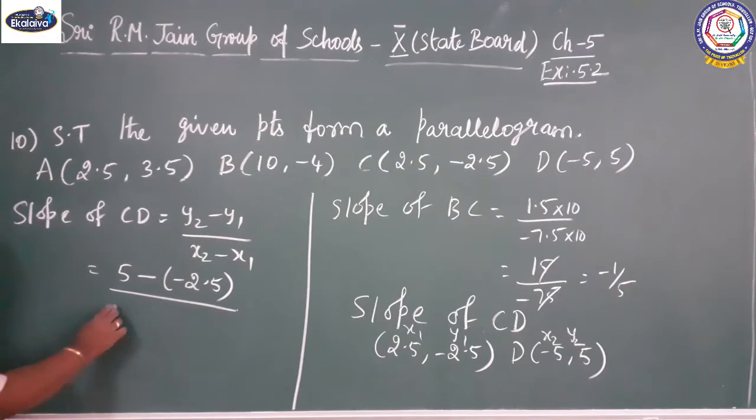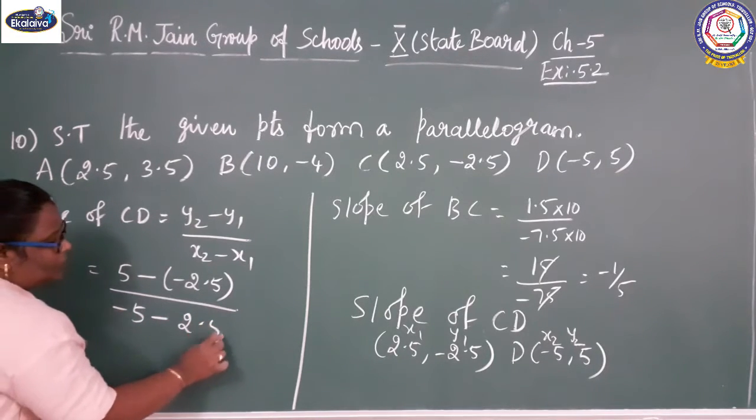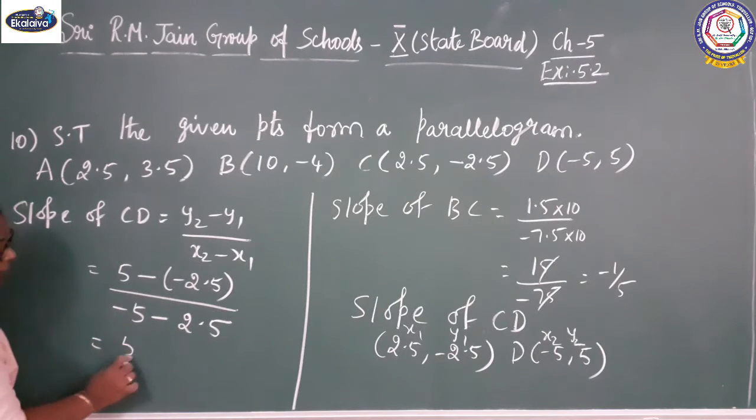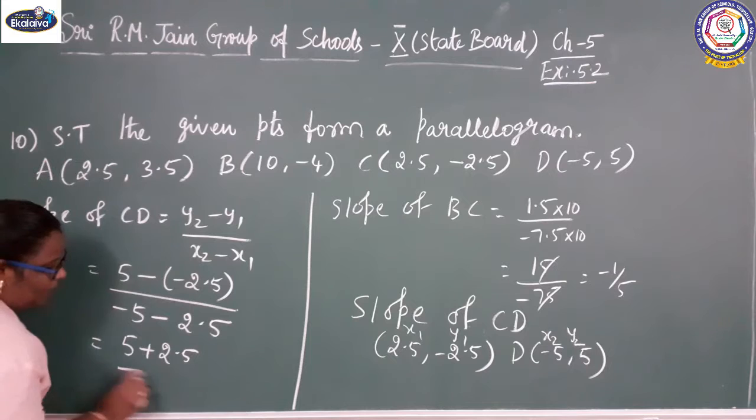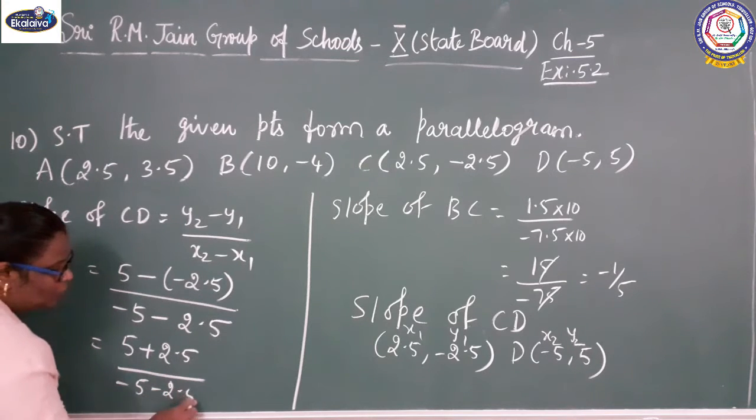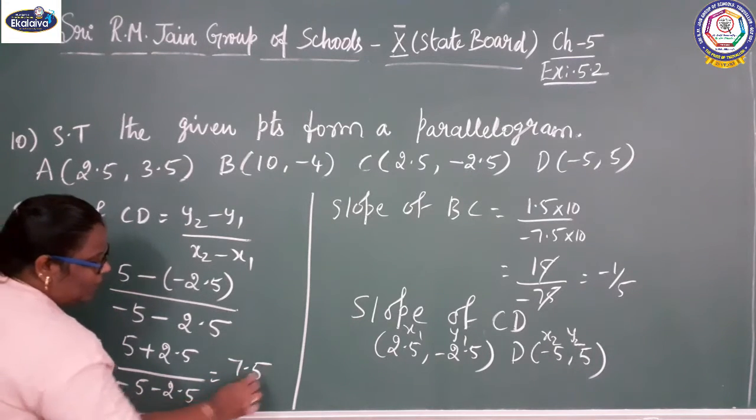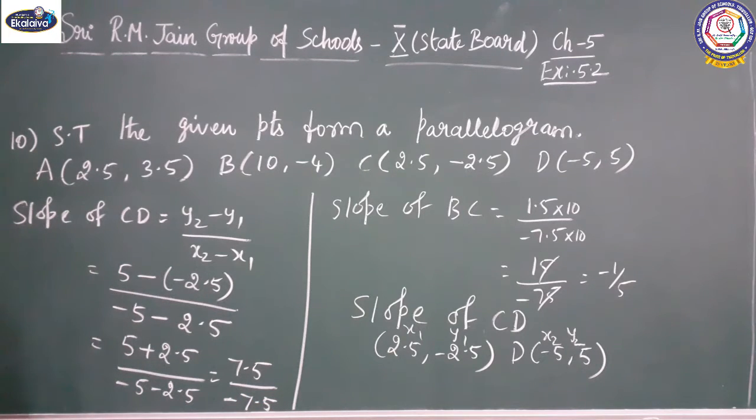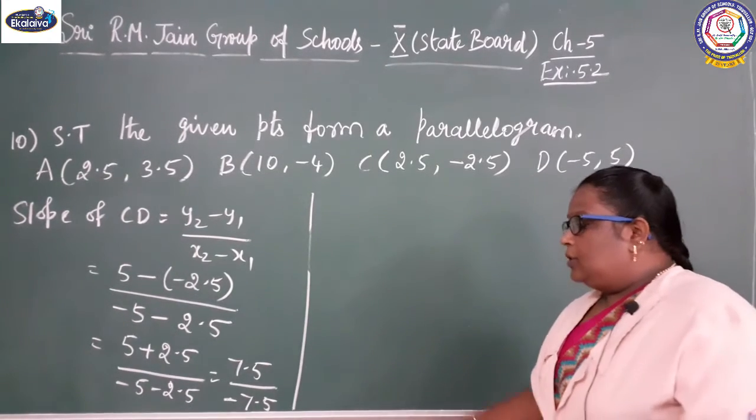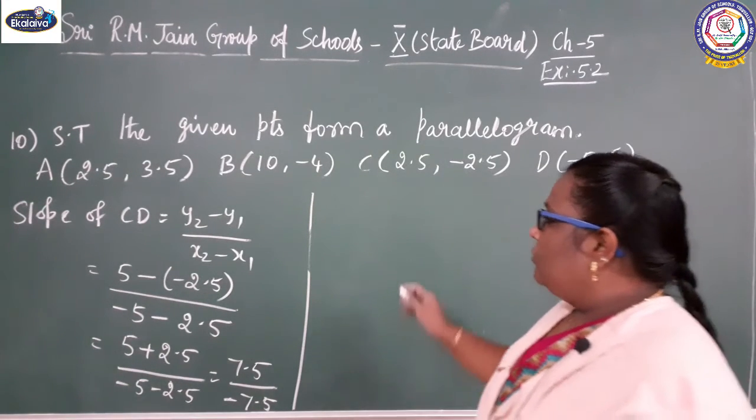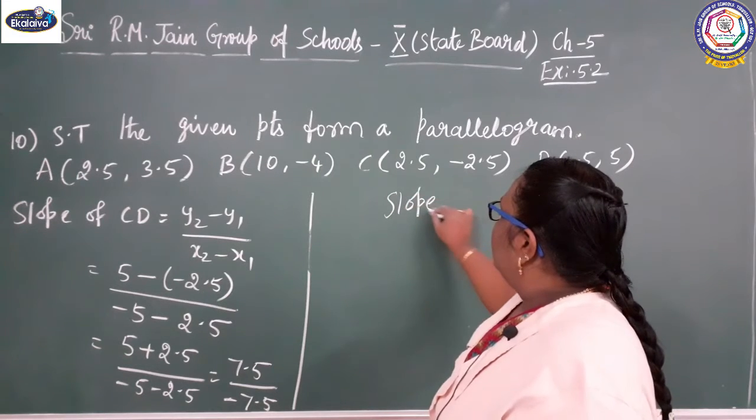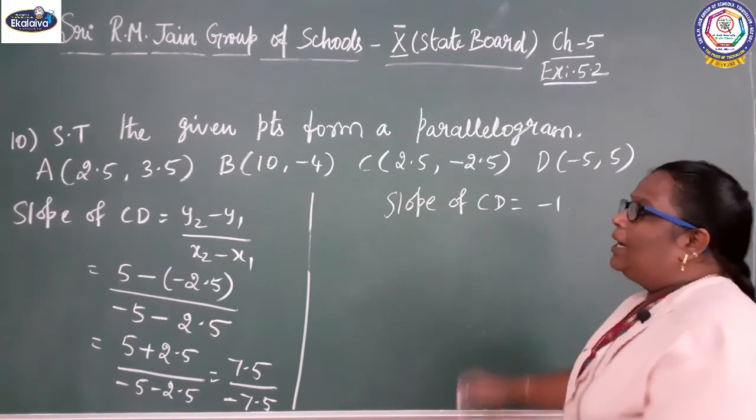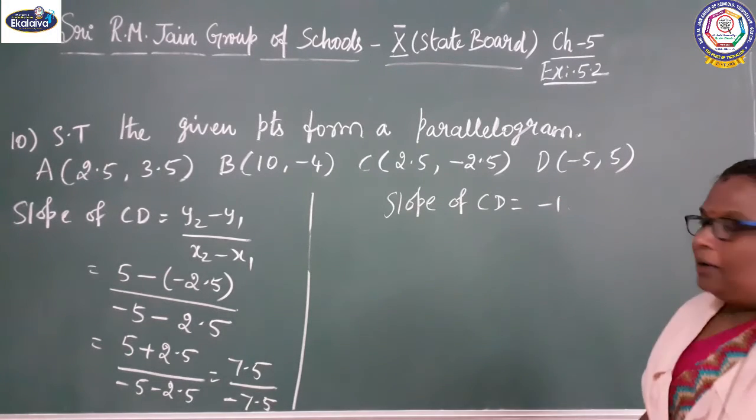x2 is what? Minus 5 minus 2.5. So it gives 5 plus 2.5 by minus 5 minus 2.5. 7.5 by minus 7.5. Slope of CD equals, when we cancel, what is the answer? Minus 1. The answer is minus 1.